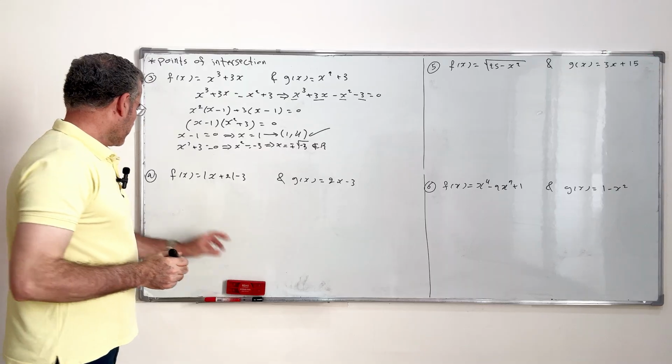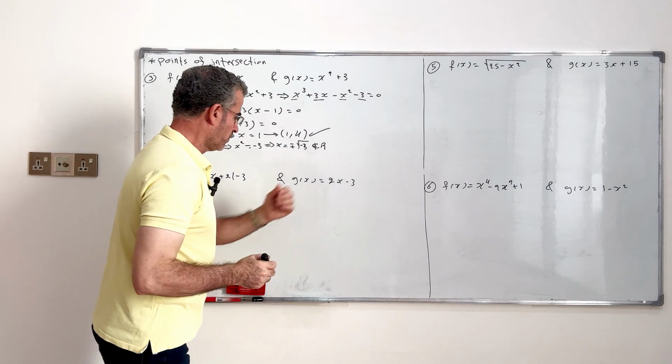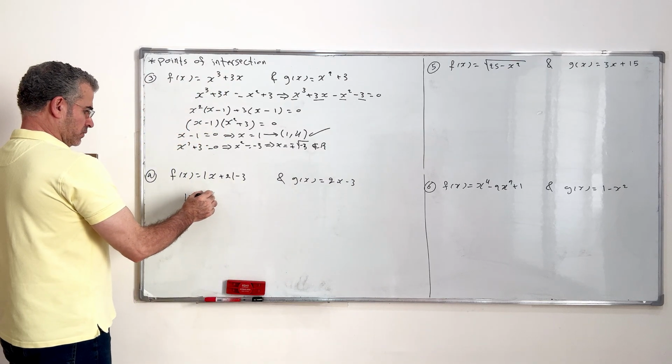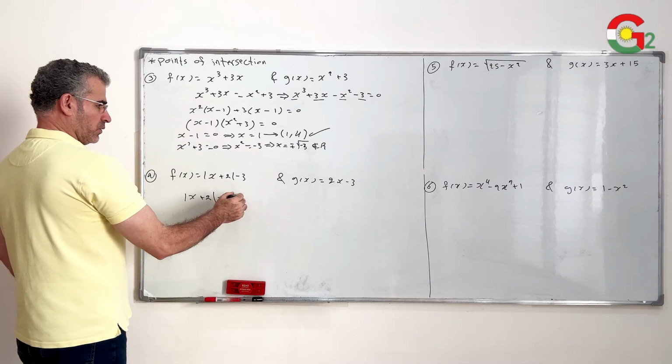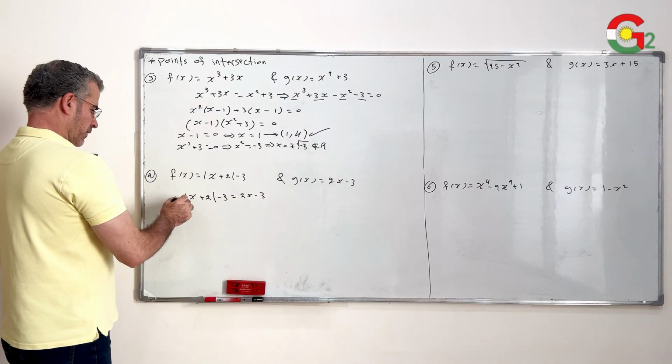Question, our example number 4, absolute value function with a linear function. I set absolute value of x plus 2 minus 3 equal to 2x minus 3. Simplify this.